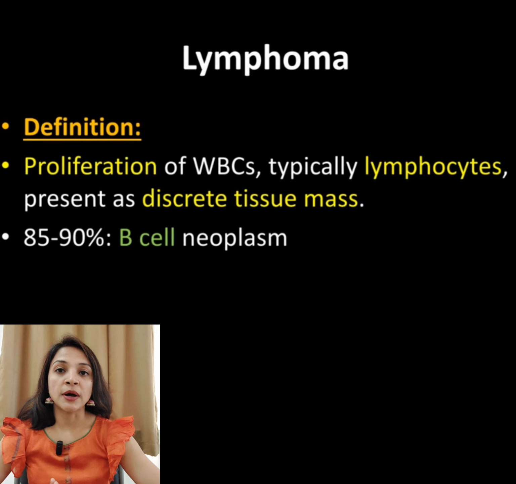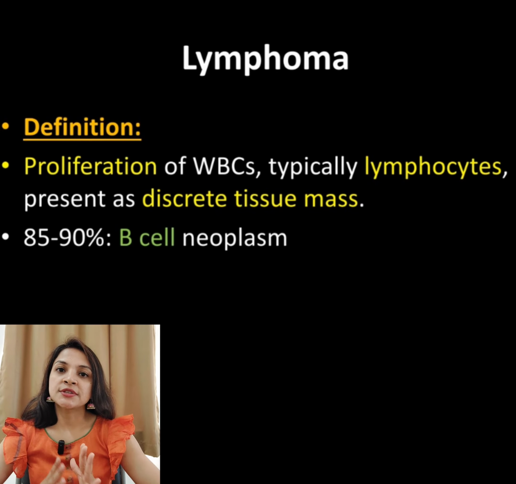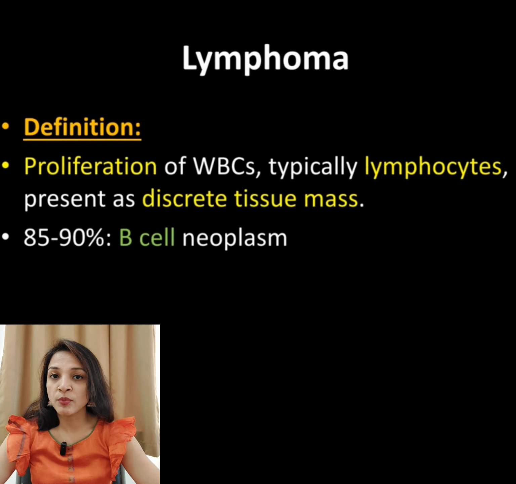Let's talk about lymphoma. Specifically, we are going to see all the non-Hodgkin's lymphoma in this series. Before I go into the detail of non-Hodgkin's lymphoma, let me tell you what lymphoma is. Basically, lymphoma is a proliferation of WBCs, specifically lymphocytes, which will present in the form of a discrete tissue mass.